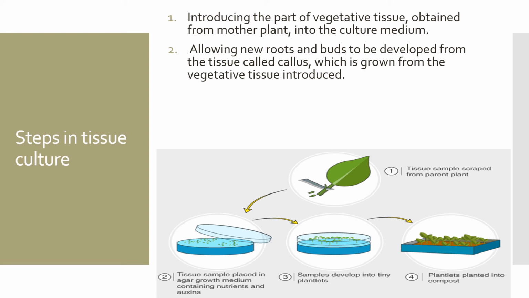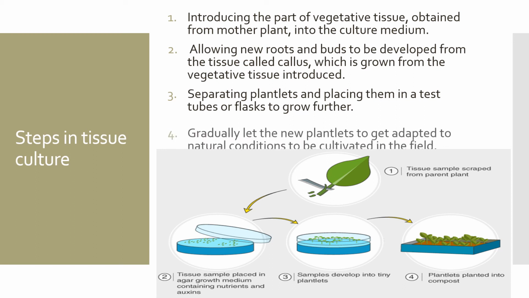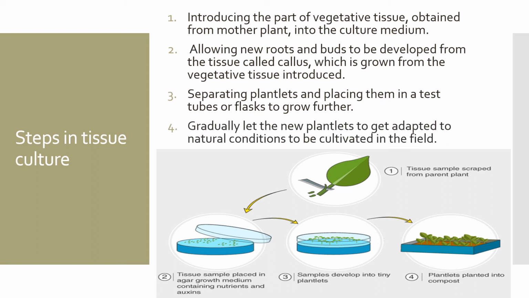it starts to grow some plantlets. So after the growing of these plantlets or small plants with root system and buds, they have to be separated and placed in separate test tubes or flasks to grow further, because they need some space for further growth. And after completing growth in the test tubes or flasks, we have to introduce them into the soil medium, and we have to adapt those plants to the natural conditions before introducing them to the field.